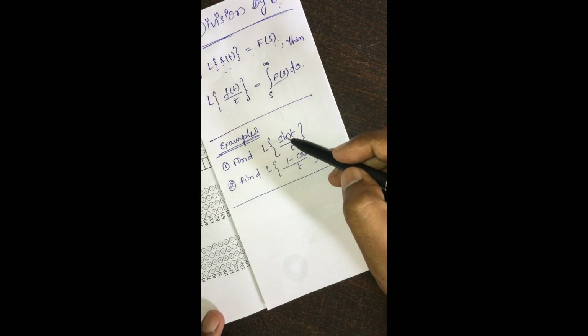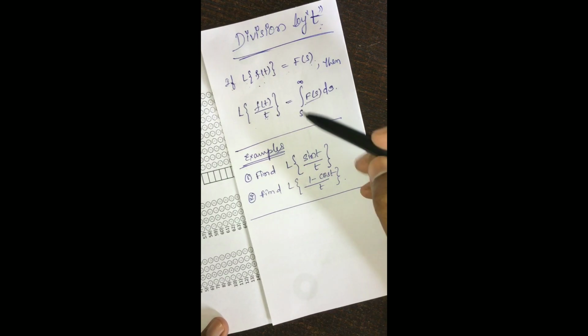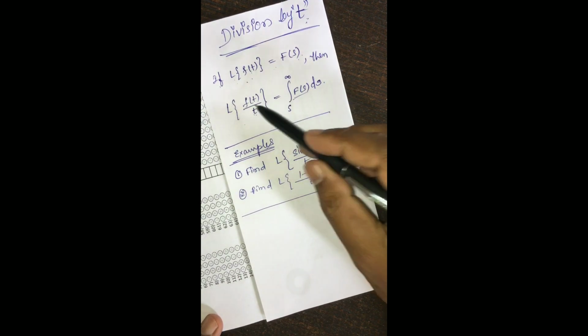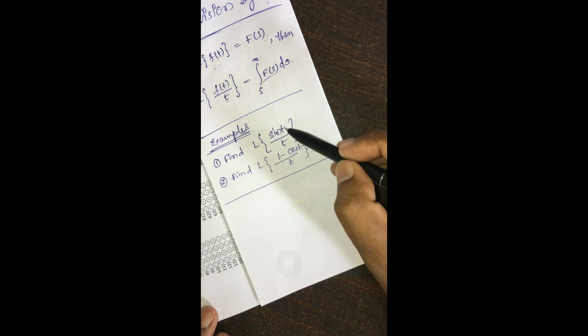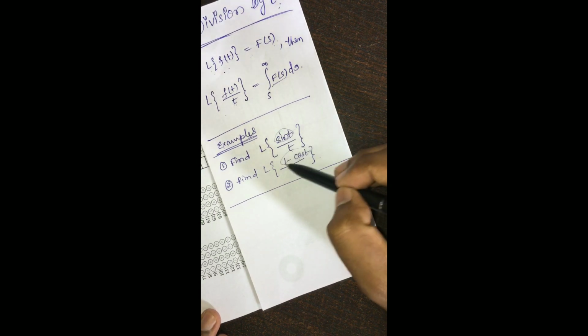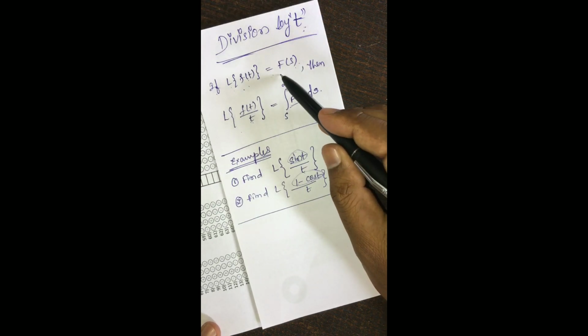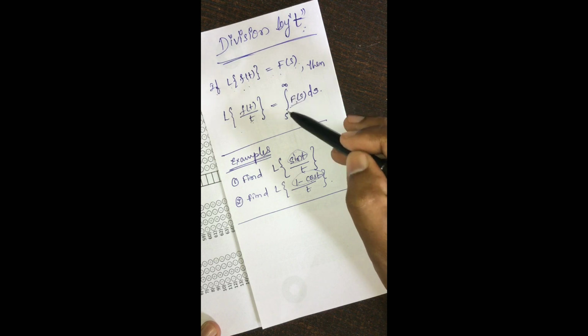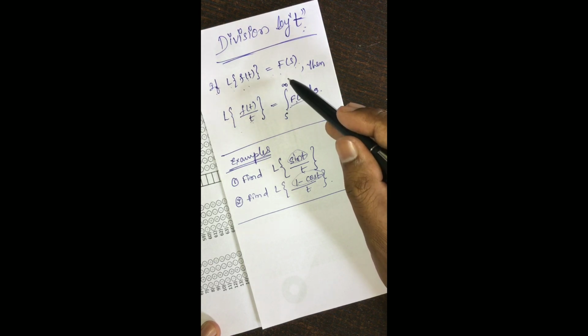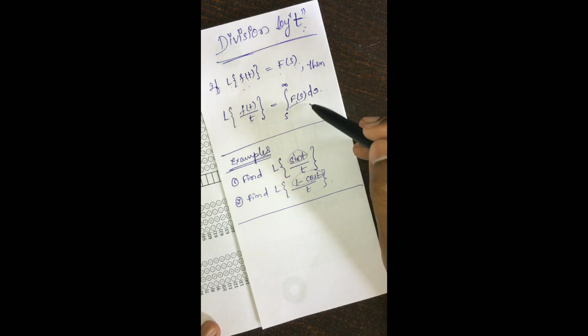Taking some examples, here f of t by t means sin t by t, where f of t is sin t, or (1 minus cos t) by t, where f of t is 1 minus cos t. First, find the Laplace transform of f of t, the value of F of s, substitute it in this, integrate, and substitute the limits s to infinity, that means upper limit minus lower limit.